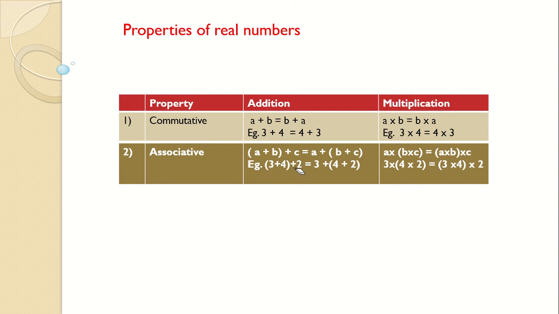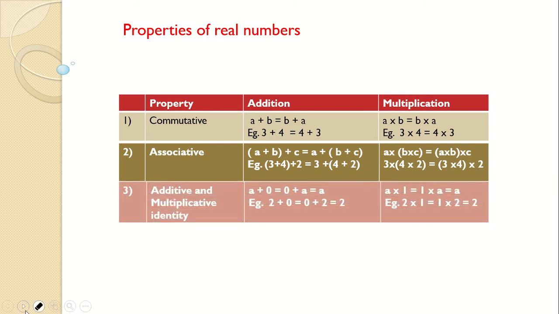3 plus 4 is 7, plus 2 is 9. And 4 plus 2 is 6, 6 plus 3 is 9 again. So the answer is the same. While multiplying also it is the same. 4 multiplied by 2 is 8, and 8 3s are 24. Here also 4 3s are 12 and 12 2s are 24. The answer is the same.